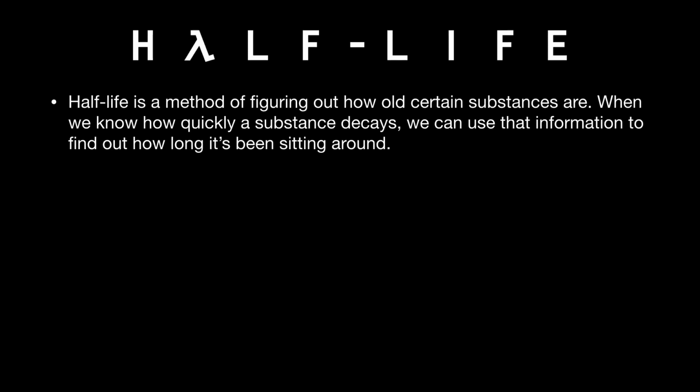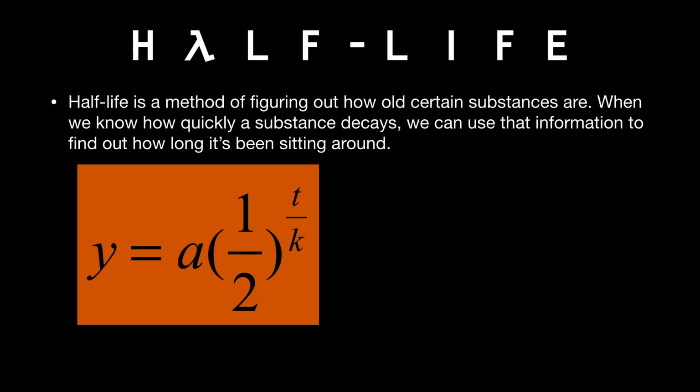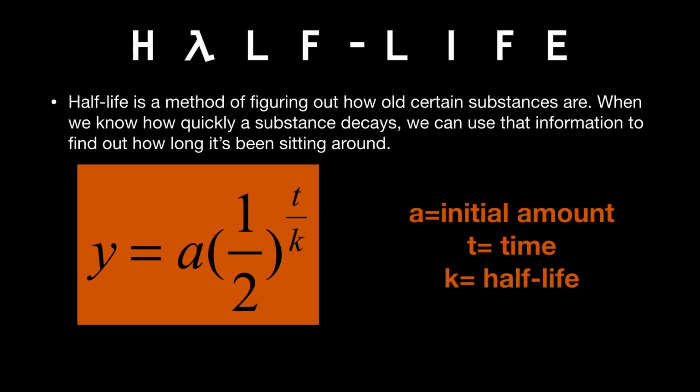Now we're going to talk about half-lives. Half-life is a method of figuring out how old certain substances are. When we know how quickly a substance decays, we can use that information to find out how long it's been sitting around. In this case, we use this formula. A times 1/2 to the T over K, where A is the initial amount, T is the time, and K is the half-life. Please note, time and half-life have to be the same measure of time. So if I'm saying minutes, it needs to be minutes. Hours, hours, days, days, months, months, years, years.